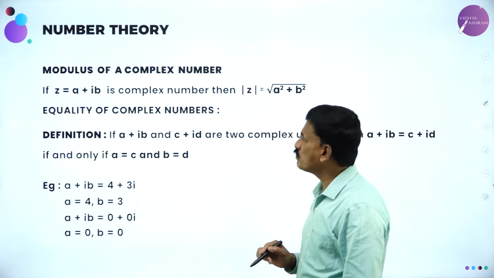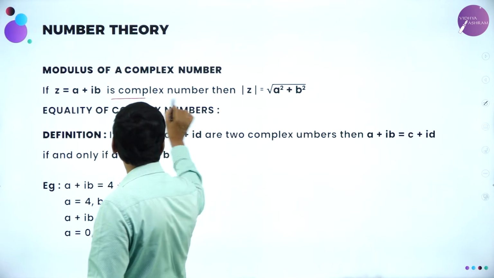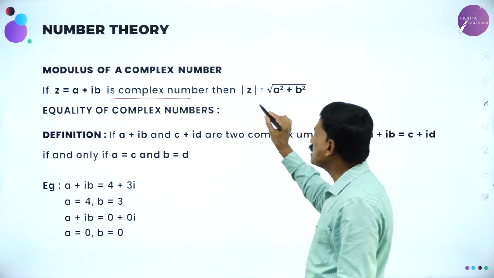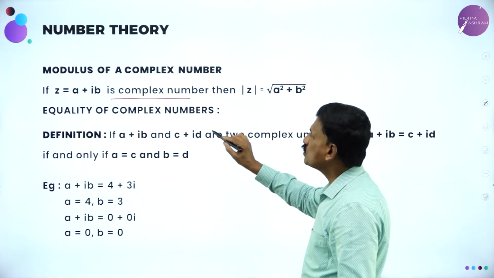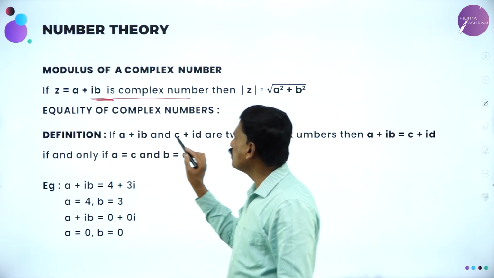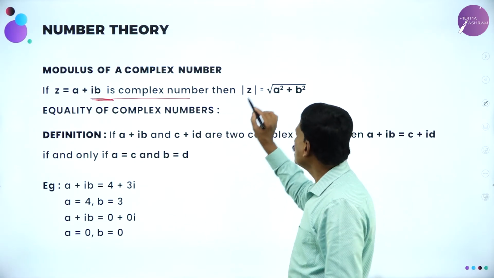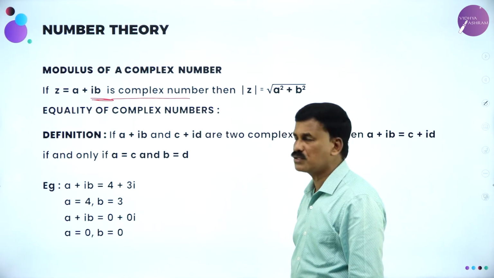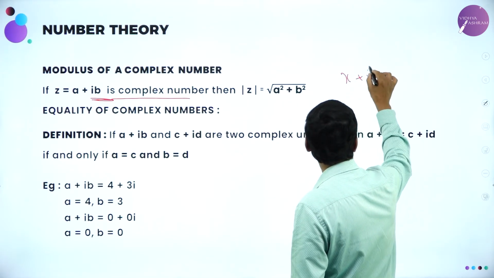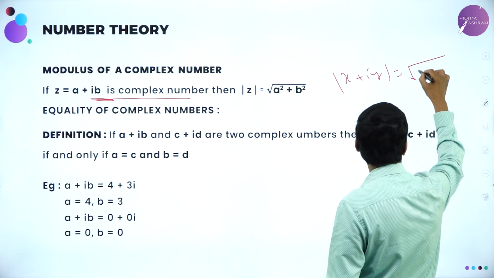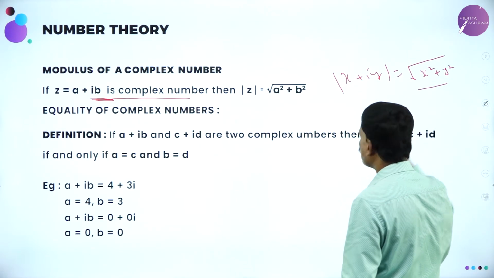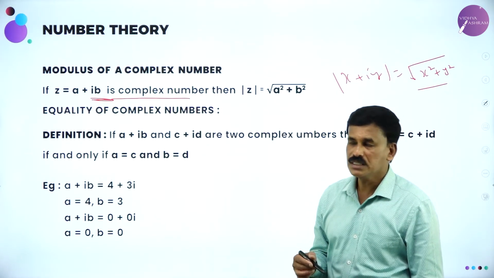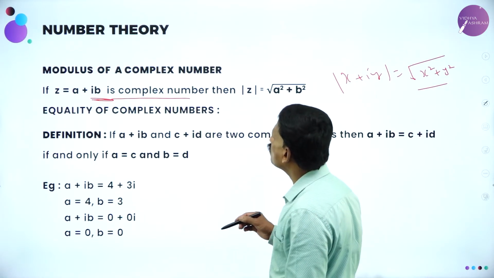Now, modulus of a complex number. Suppose z is equal to a plus ib is a complex number, then the modulus of this complex number, mod z, is given by root of a square plus b square. So, if a plus ib is a complex number, then the length of this complex number, the modulus, is given by root of a square plus b square. Suppose x plus iy is a complex number, then the modulus is given by root of x square plus y square. That is, the square root of the sum of squares of the real part and imaginary part will give the modulus of the complex number.